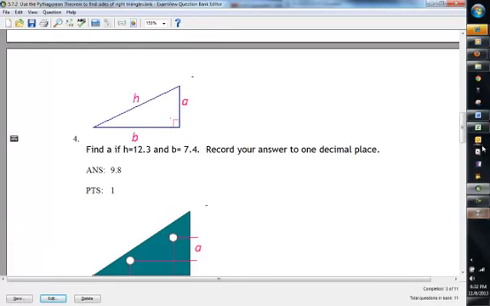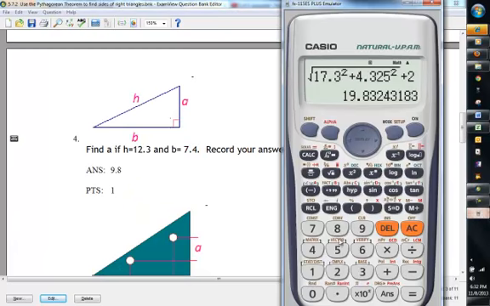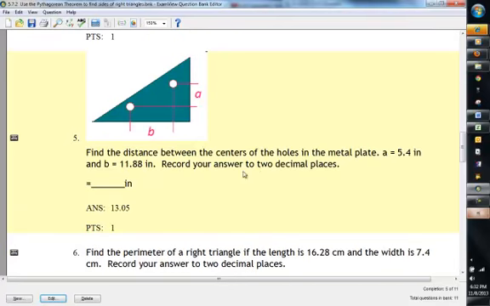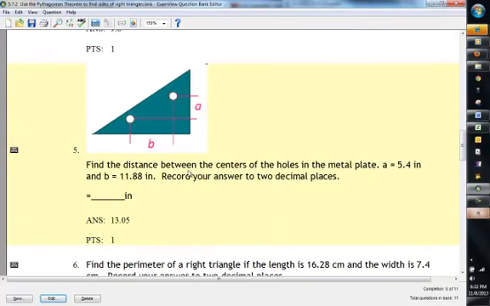Now we're given the hypotenuse, so if you're given the hypotenuse, you would take the square root of the hypotenuse squared and subtract the other leg, 7.4 squared, and you would have 9.8.